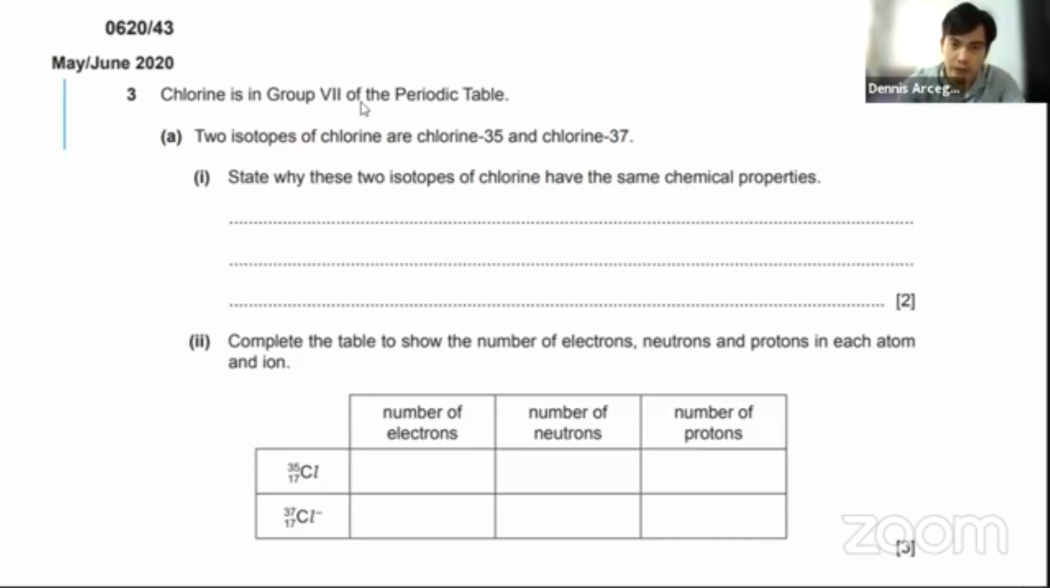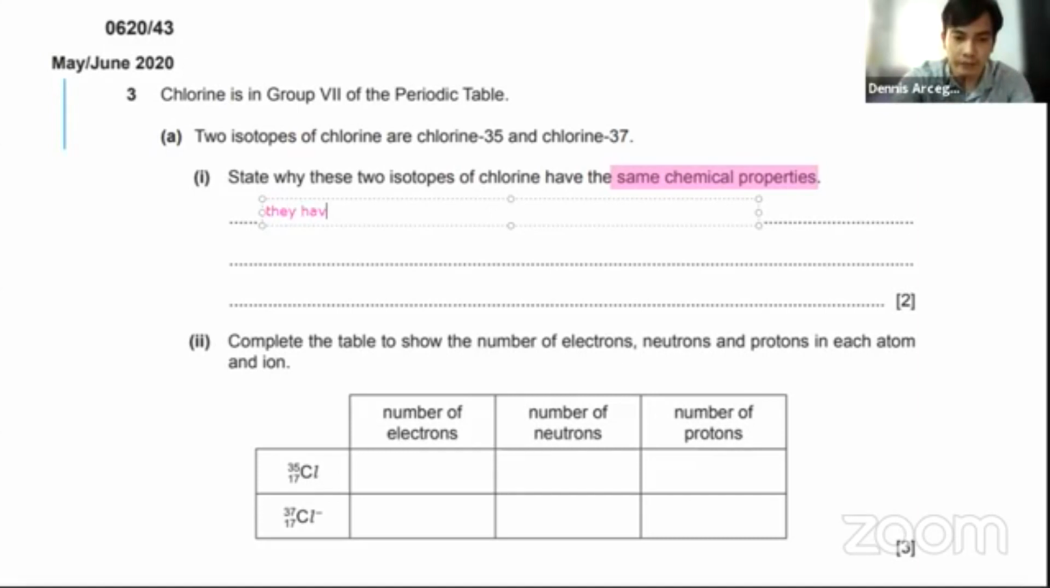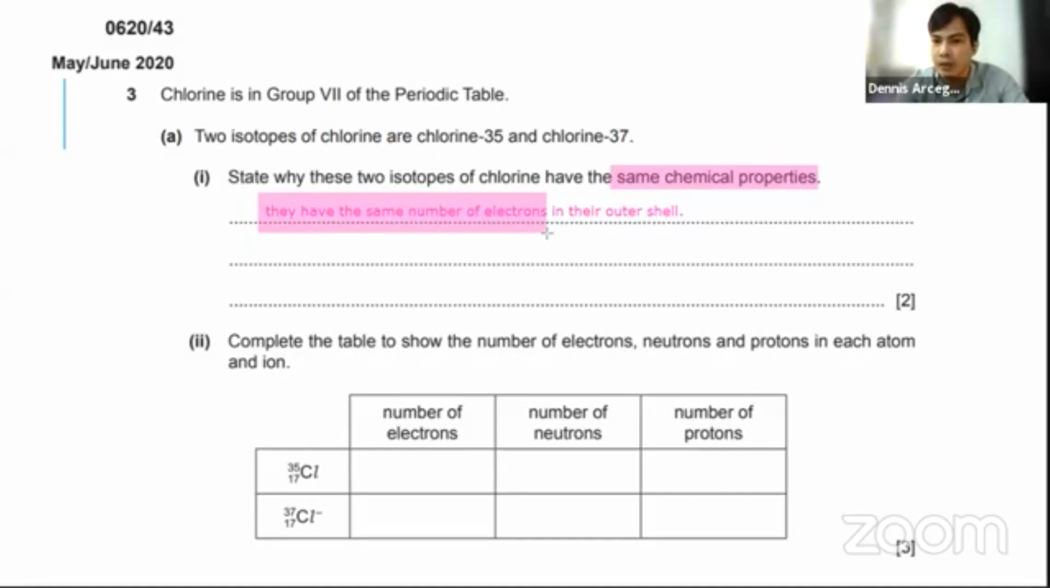State why these 2 isotopes of chlorine have the same chemical properties. Why do they have the same chemical properties? The reason is that it will never be about the protons, it will never be about the neutrons, and it's not just about the electrons. It should be like this: they have the same number of electrons in their outer shell. If you just write same number of electrons, you will only get 1 mark. It's 2 marks, right? So for you to get 2 marks, you should include in their outer shell.